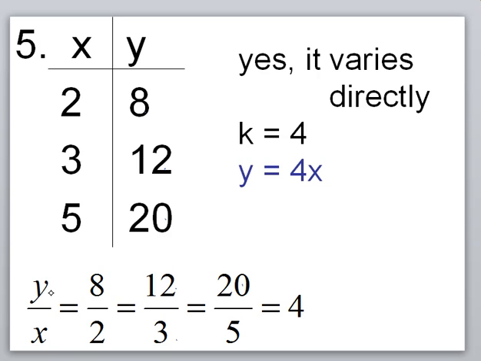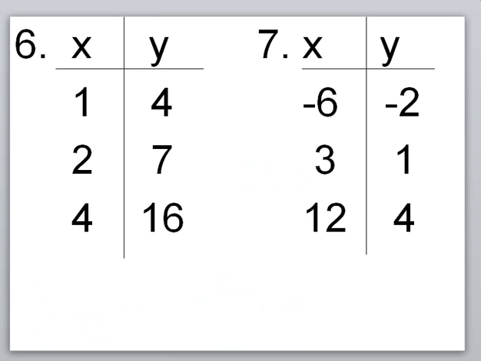Just finished talking about how we can make ratios by putting y over x. We're going to do that in a couple of examples. In this first example, we're going to check to see if this has direct variation. So I'm going to write each of these as y over x. I'm going to have 4 over 1, 7 over 2, and 16 over 4.